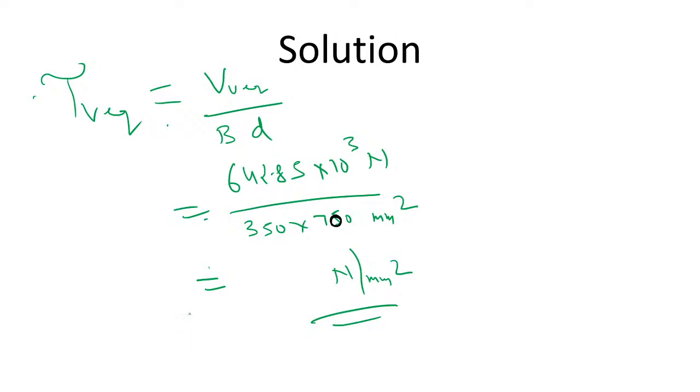Yes, it is 2.62. 2.62 Newton per mm square. Now friend, here the tau V equivalent is 2.62. Okay. And what about tau C max?